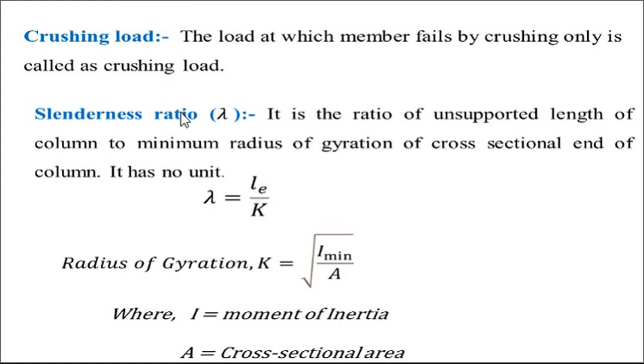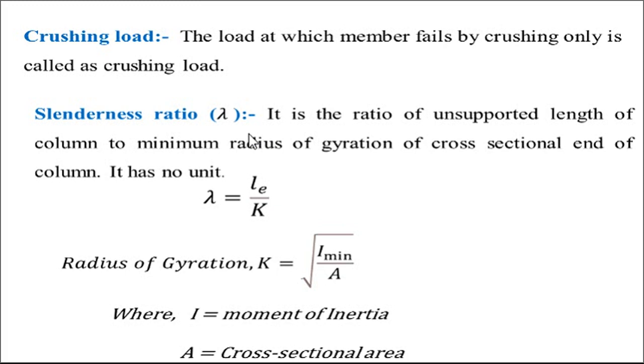And slenderness ratio. What is slenderness? Again, a new term; try to remember this and understand it. Slenderness ratio is symbolically represented by lambda, and it is the ratio of the unsupported length or effective length of the column between the two end supports to the minimum radius of gyration of the cross section of the column.